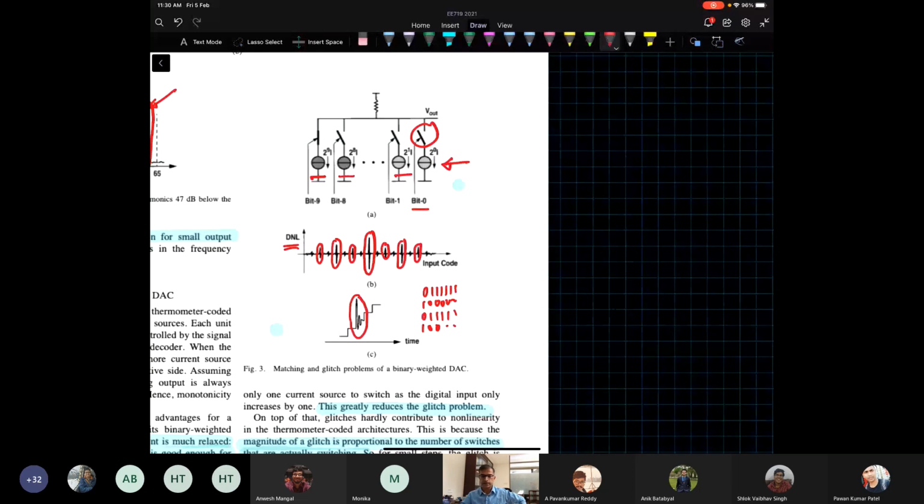You will see distortion that's frequency dependent and things like that, code dependent performance, and those are not good things, specifically for high performance DACs.